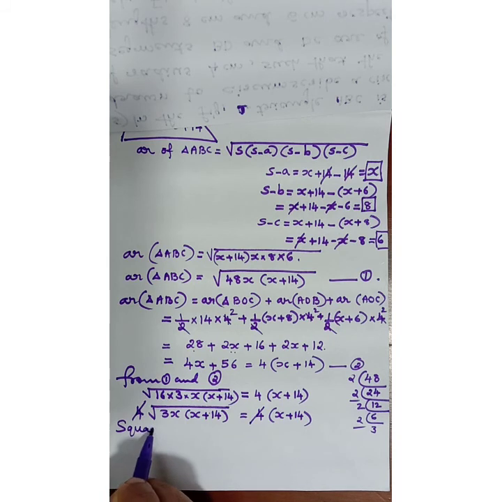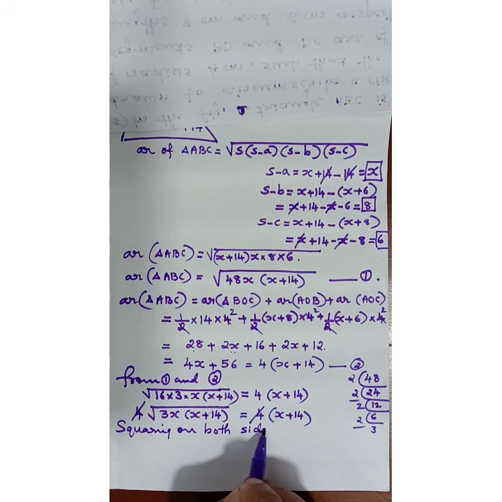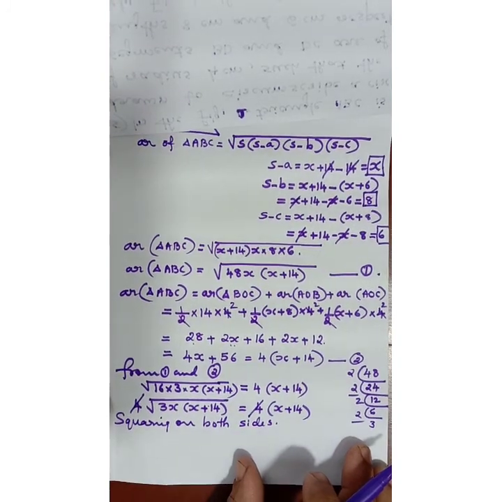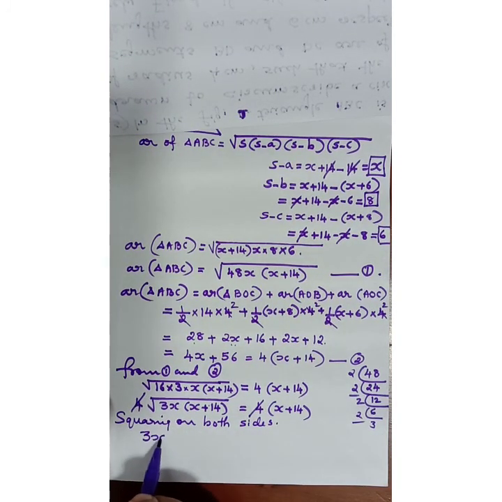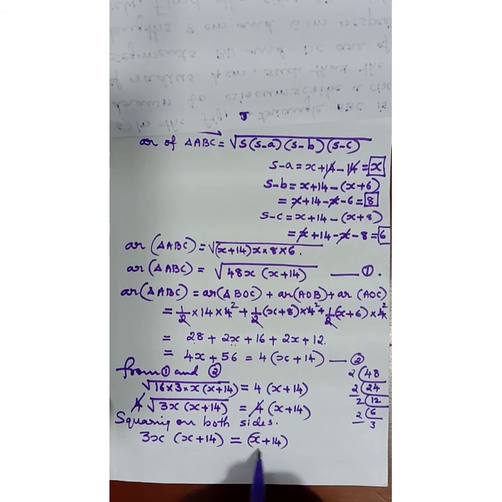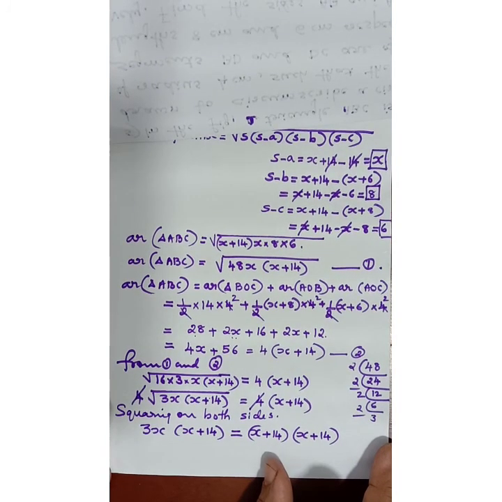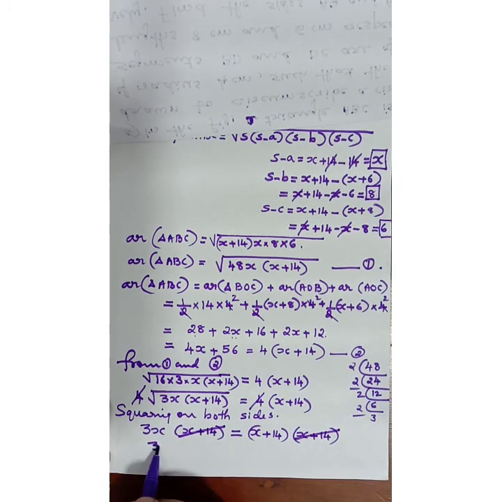Squaring on both sides. When we square, the root will be removed. Here the whole square will come. When the root is removed, we are left with 3x into x plus 14, and here x plus 14 whole square. What is x plus 14 whole square? No need of opening. It means x plus 14 into x plus 14. Don't you see that these two are getting cancelled? So 3x is equal to x plus 14.